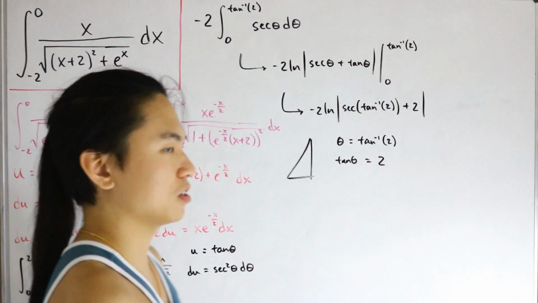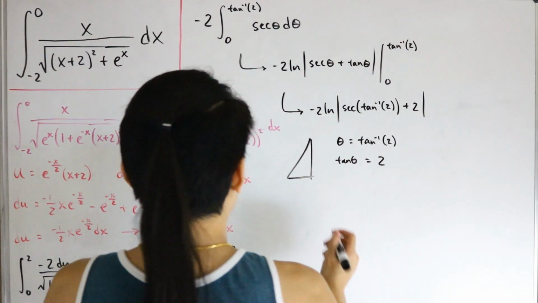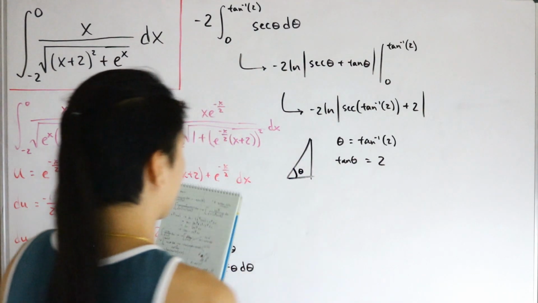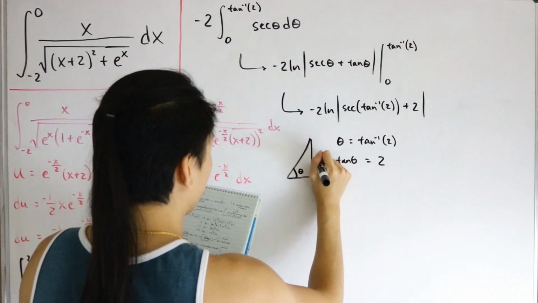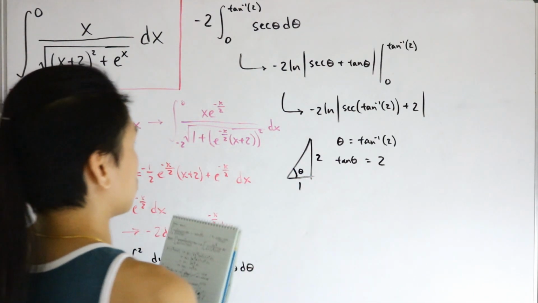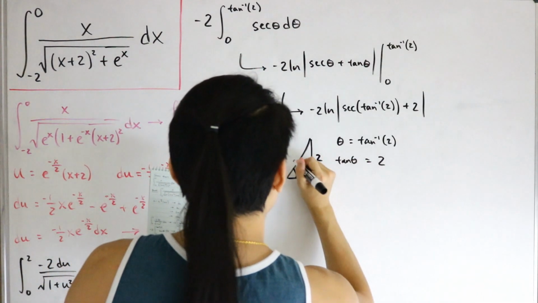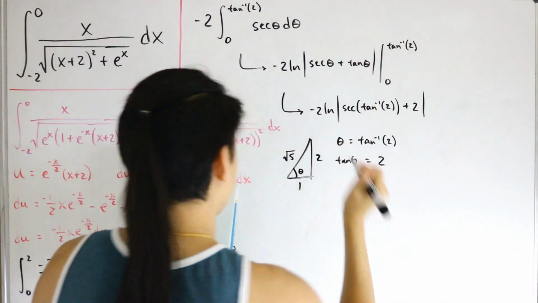Tangent theta, obviously we know, is opposite over adjacent. So that would mean our opposite is going to have to be the 2 on this side, and the adjacent is going to equal 1 on that side. So we have a hypotenuse to solve for. The Pythagorean theorem is here to save the day, and that's going to yield just the square root of 5.